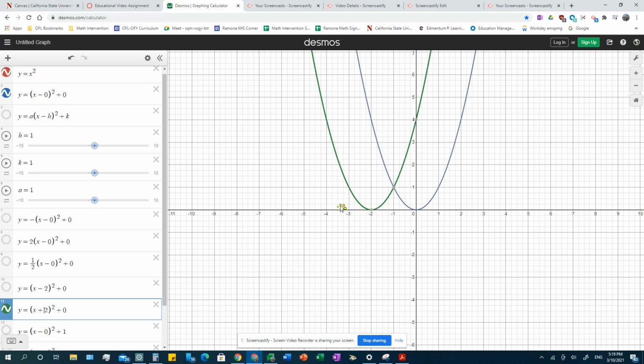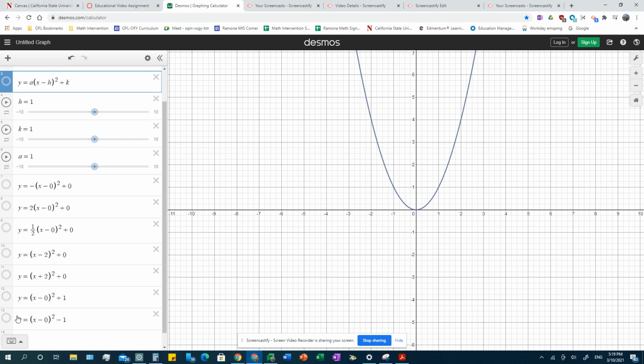But if it's a positive number and you plug it in, well, guess what? That negative over here will make it a negative, because a positive and a negative turns into a negative. So let's go to the next part. The next part is actually the easiest one to learn, the k term. Let's see. If it's positive, it moves up. And if it's negative, it moves down.